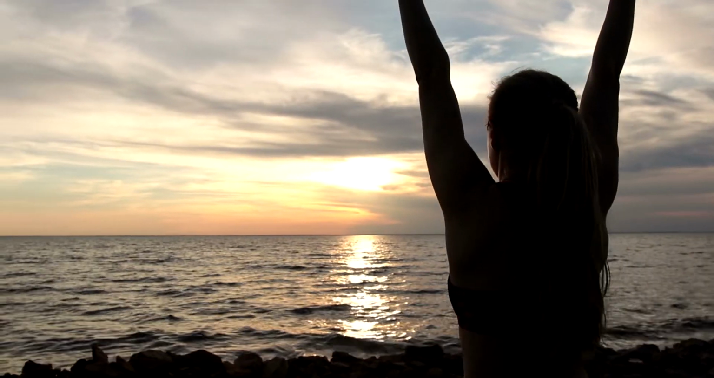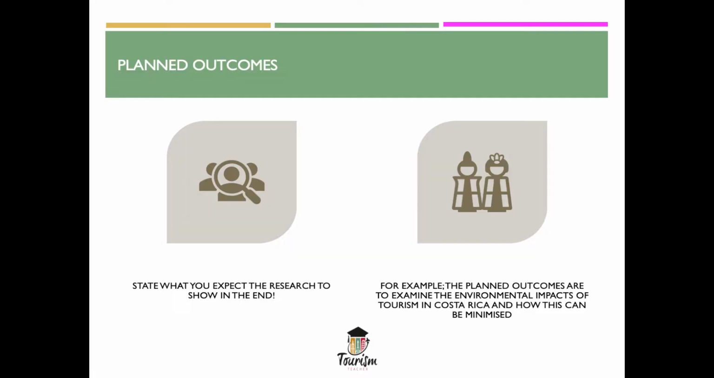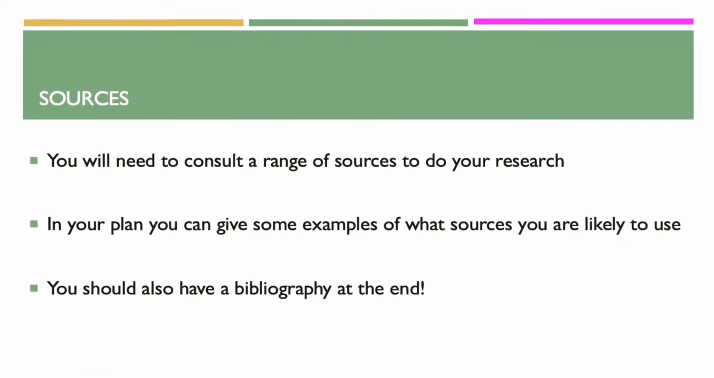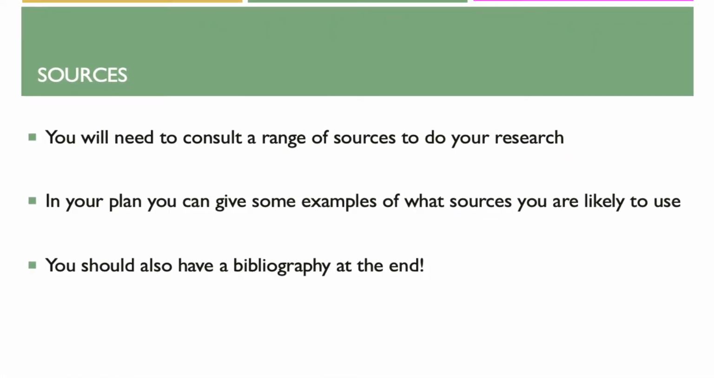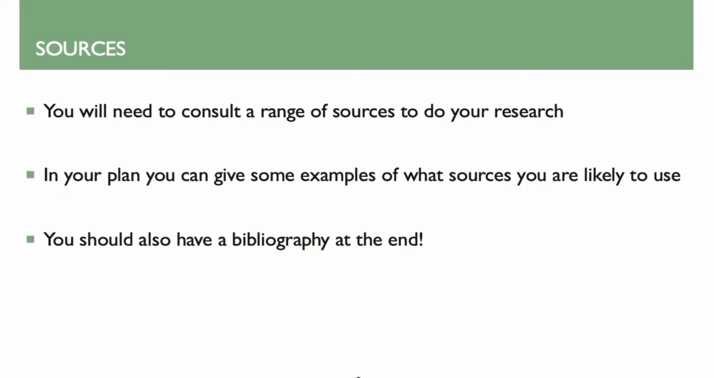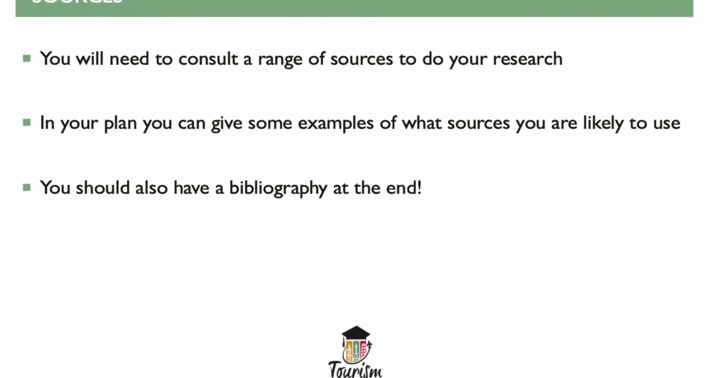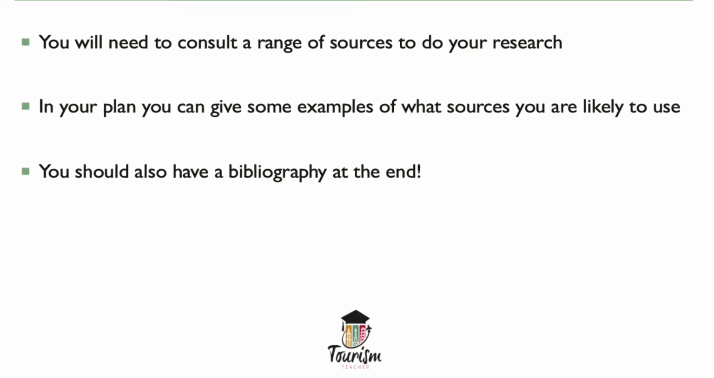So for the next section, planned outcomes, all you need to do is state, this is what I think the end result will be. In your final research project, you will have a comprehensive literature review, which essentially reviews as much as you can of the literature that already exists in this field. So if you are studying the environmental impacts of tourism in Costa Rica, you will want to have a look at some generic literature about environmental impacts of tourism, as well as looking at case studies in Costa Rica and what has already been identified and what we already know, and anything else that you might think is relevant.